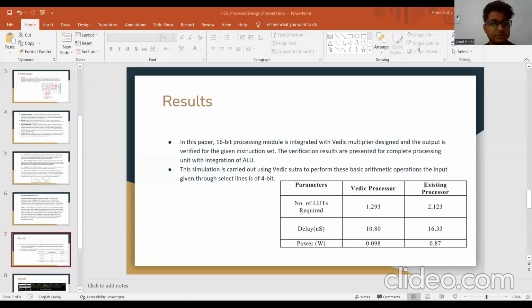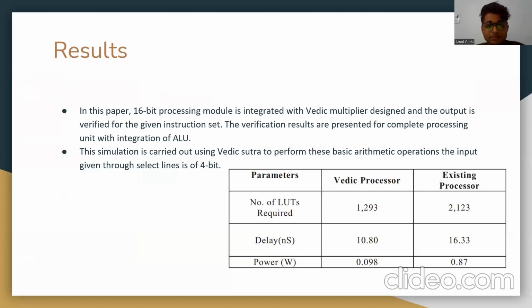So in this paper, the 16-bit processing module is designed and the output is verified for the given instruction sets. The verification results are presented for the complete processing unit with integration of ALU. For this processor, various arithmetic operations have been performed. So as you can see from the table, the Vedic processor uses less number of LUTs and the delay is less, and power required for the Vedic processor is very less as compared to the conventional processor. This simulation is carried out using Vedic sutras to perform these basic arithmetic operations. The given input through the select line is for 4 bits.